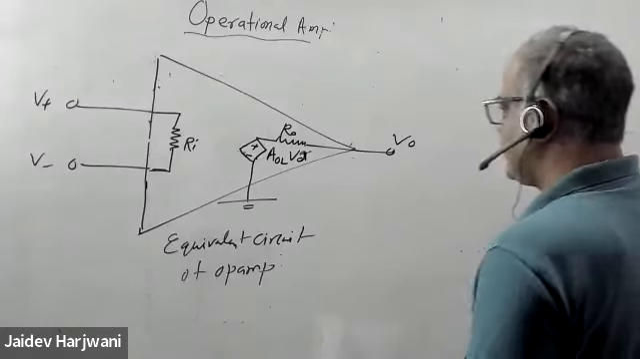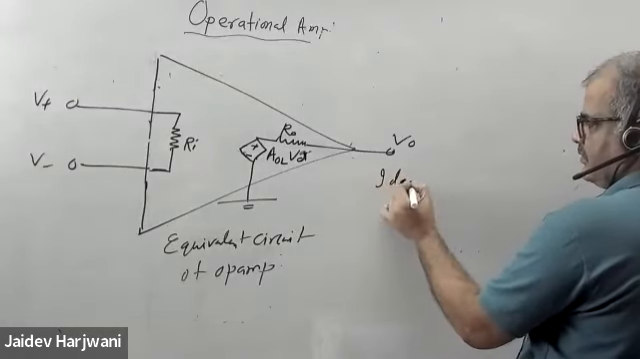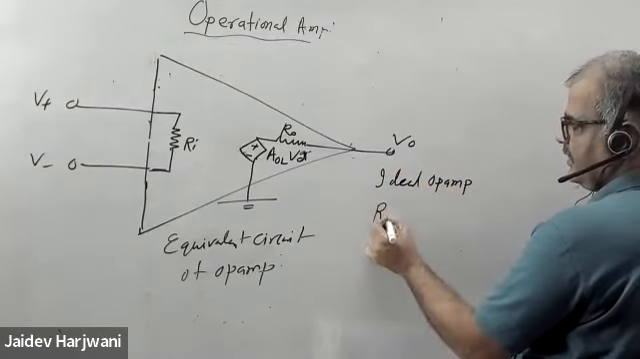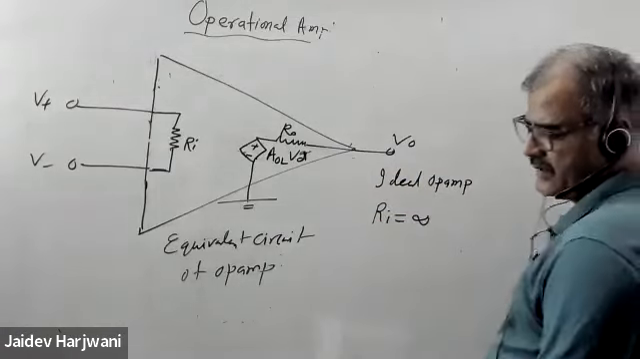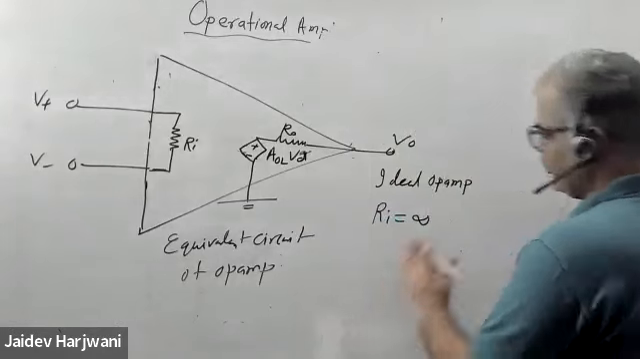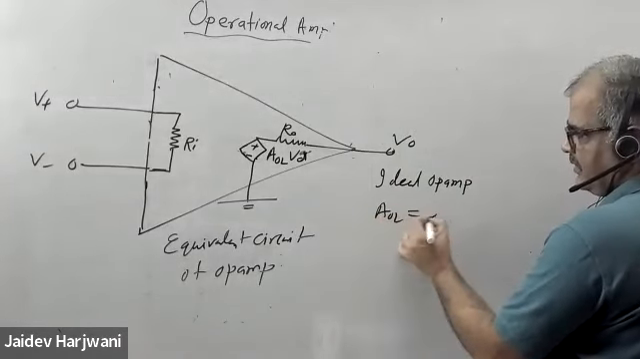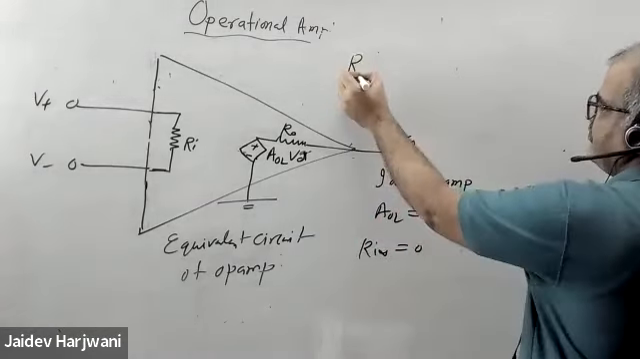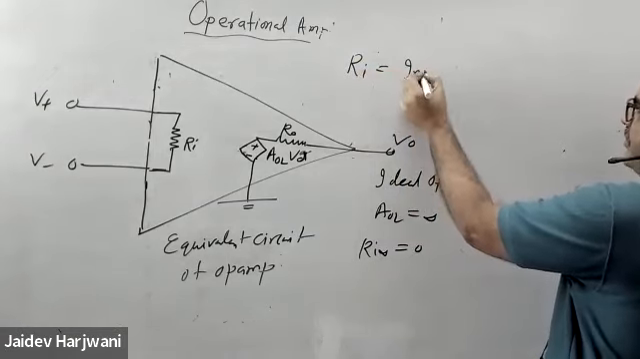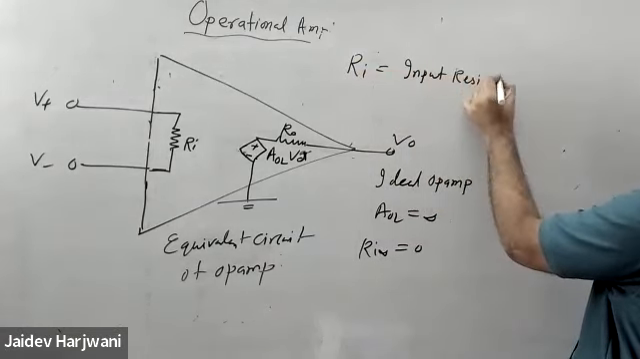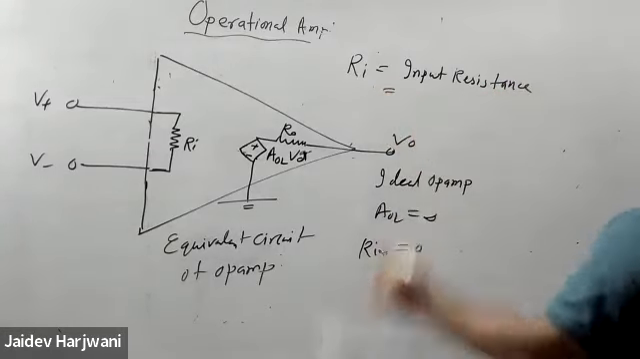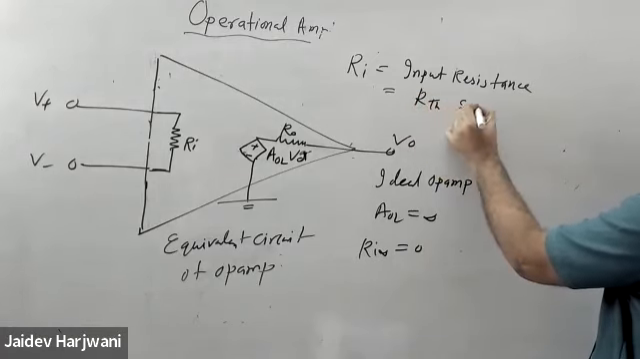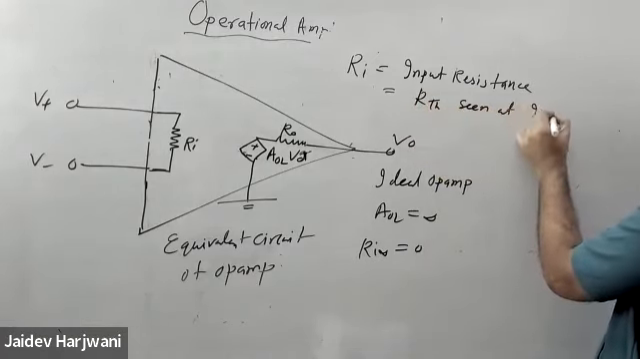Now for an ideal op amp, we take Ri as infinite. Open loop gain is infinite, and Ri is also infinite. So what is Ri? It is called the input resistance. Basically it is equal to R Thevenin seen at the input terminals.